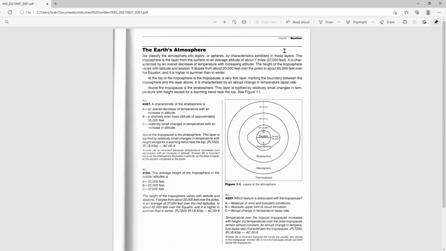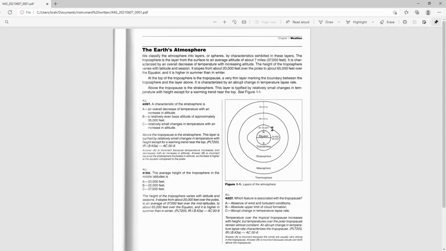So without further ado, let's cover the first page, which is about weather, specifically about the Earth's atmosphere. You can see in this diagram that the Earth's atmosphere is split up into a number of layers. The ones that pilots are most concerned with are the troposphere and the stratosphere. The mesosphere is probably more relevant to astronauts.